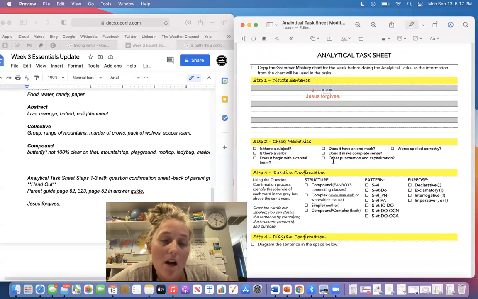Then the question is, are there any other punctuation or capitalization that we need to check and correct? There aren't any other in this sentence, so we are good on that. And then finally, are all the words spelled correctly? I'm in step 2 right over here, checking the mechanics. So all the words are spelled correctly here. Then we're going to go to step 3, the final step we're going to be learning for this week.